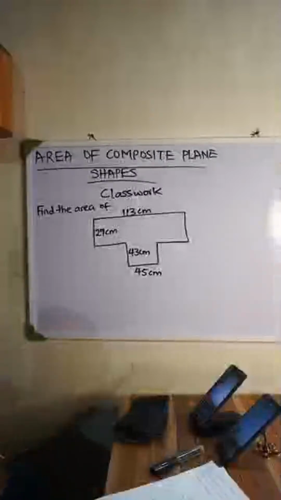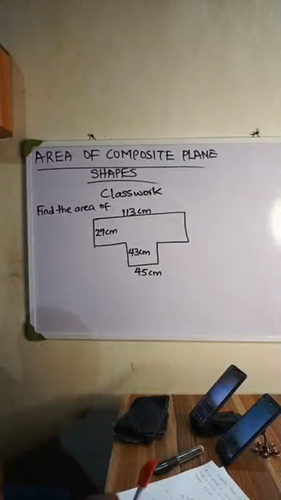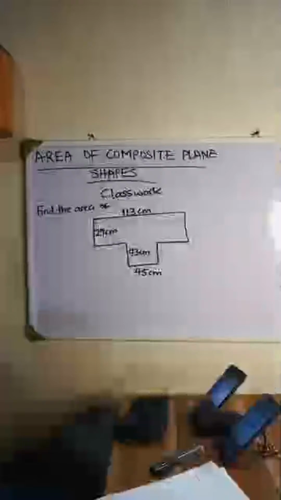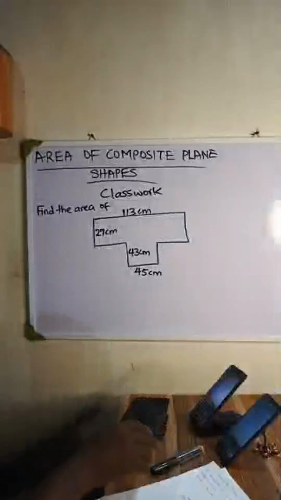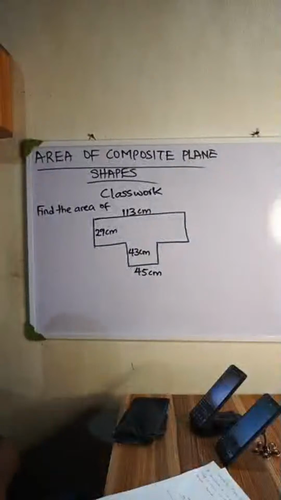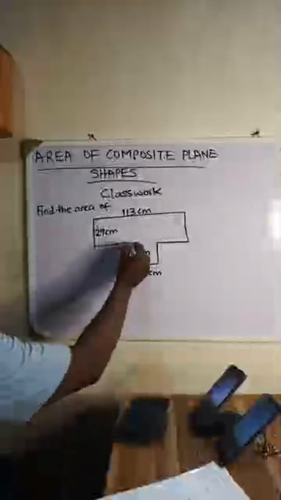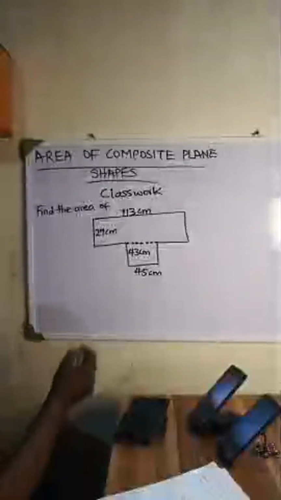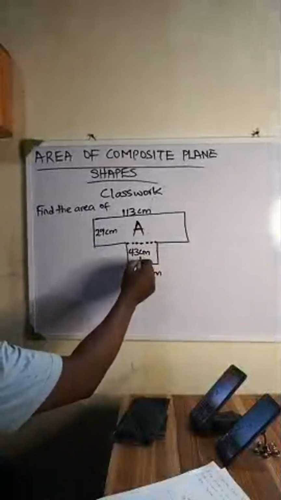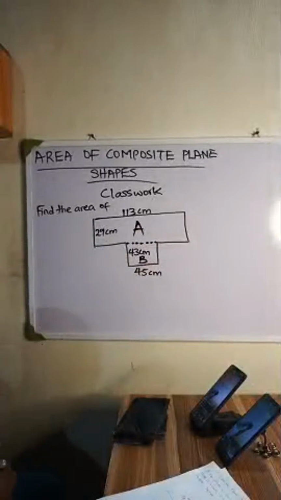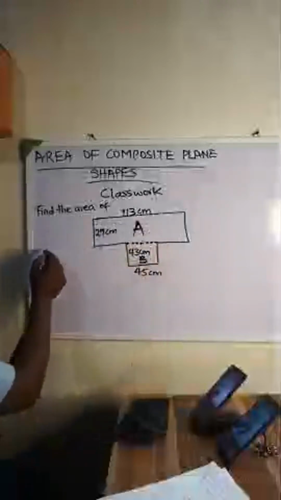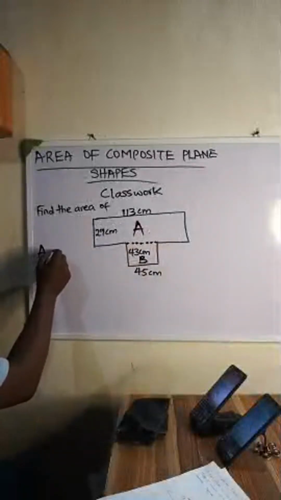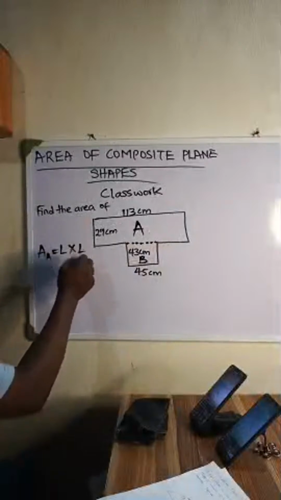Okay, so finally someone from YouTube has given us an answer, 5085. That means we have another answer, 5085. Let's see. I don't know how you broke down your composite shape, but the simplest way to do that is just by doing this. Once you do that, we have a bigger shape A and a smaller shape B. Shape A is a rectangle, so the area of shape A is equal to length multiplied by breadth.